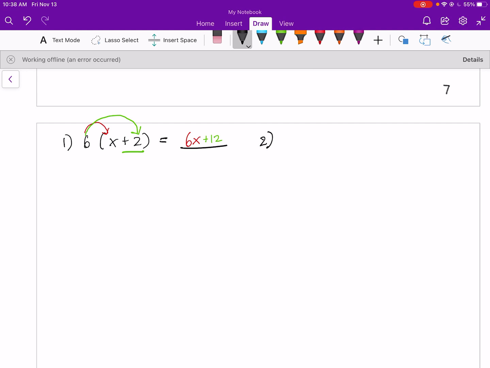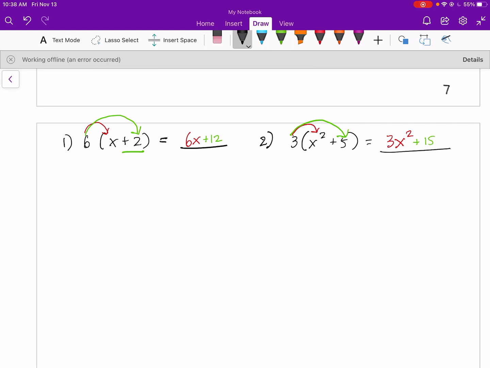Number 2. 3 parentheses x squared plus 5. So it's x squared, doesn't really change anything. 3 times x squared would be 3x squared. And then I have a 3 times a 5, and 3 times a 5 is a plus 15. All right, let's do the next one.